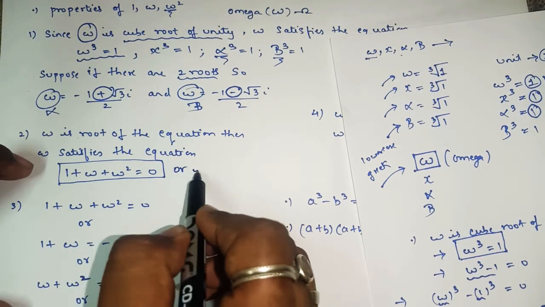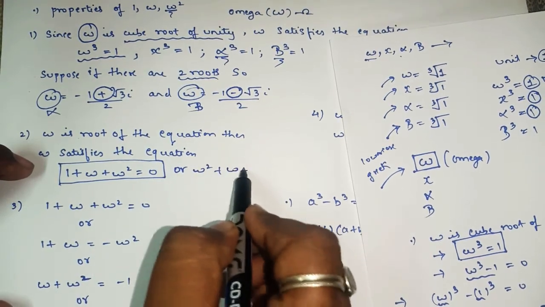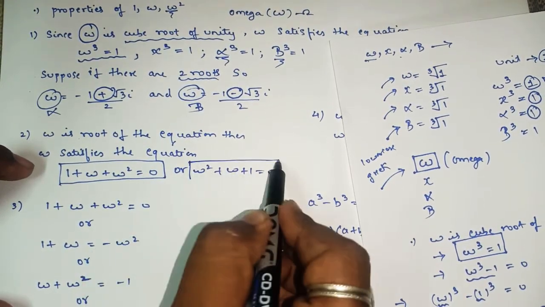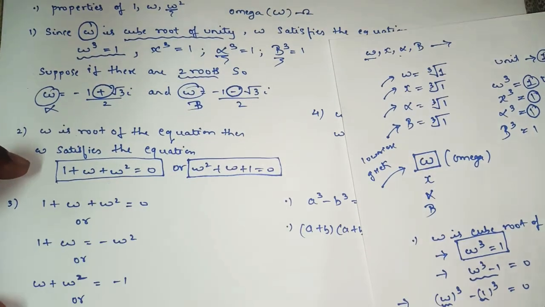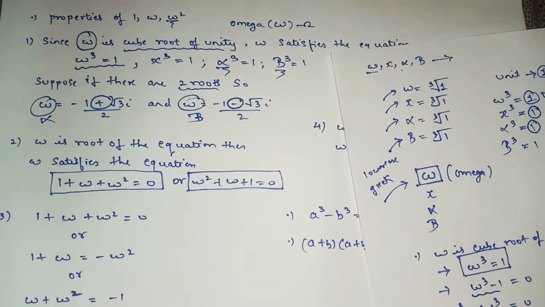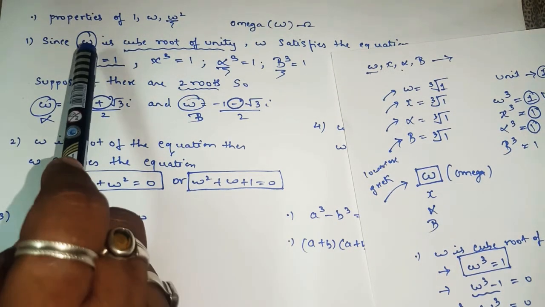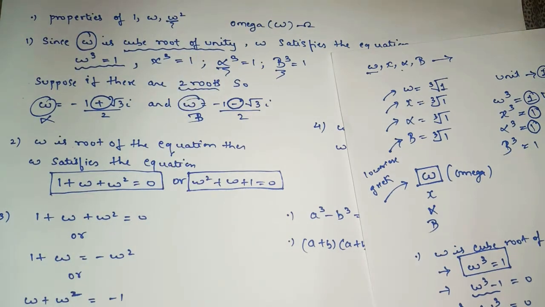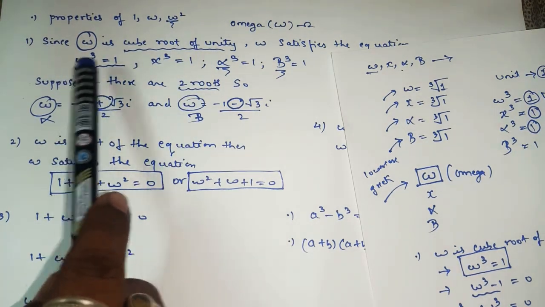You can read it as w square plus w plus 1 equals to 0 also, or like this also. Okay, so this is the point number 2. So these two are the important points which you have to keep in your mind. So once again we'll see, since omega is the cube root of unity, it means w cube equals to 1.